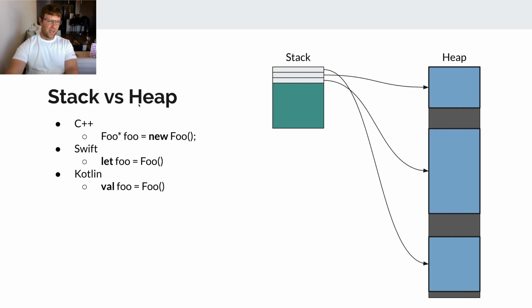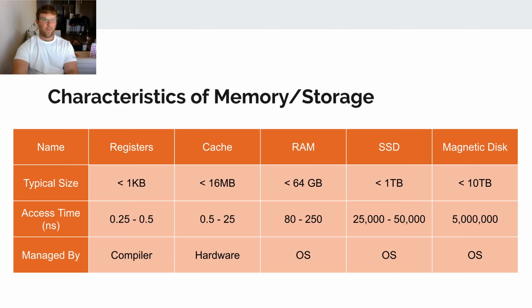Again, it's definitely confusing at the beginning, especially in languages like Swift and Kotlin, because actually there's not much that's happening on the stack and a lot that's happening on the heap. And we'll definitely talk more about that when we're talking about memory management, depending on the language that we're talking about. So here's some interesting characteristics of memory.